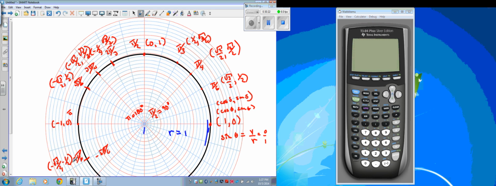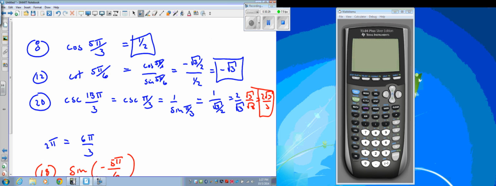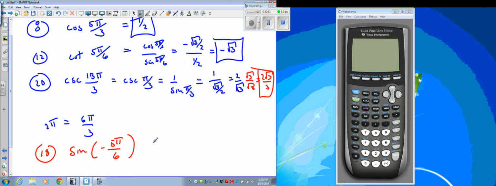And now you're ready to do whatever trig function they're asking for. And they're asking for sine at that negative point. So that's equal to a negative 1/2.